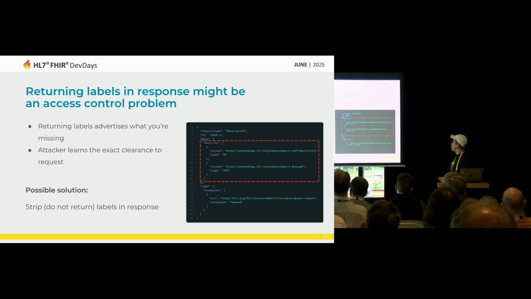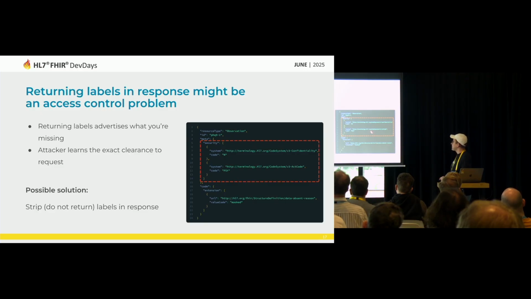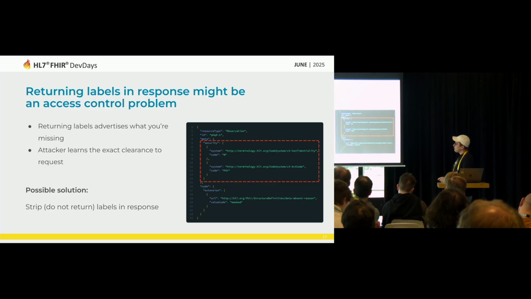Let's talk about the problems. The first, but not the biggest problem, is that when the user sees data absent reason in the response, and just next to it a bunch of security labels, a user who might be an attacker immediately understands what exact level of access is needed to see this data. The possible solution we came up with in Aidbox is the strip label flag. When you turn on this flag, we remove all the labels from the response so the user cannot see the actual labels on the resource.